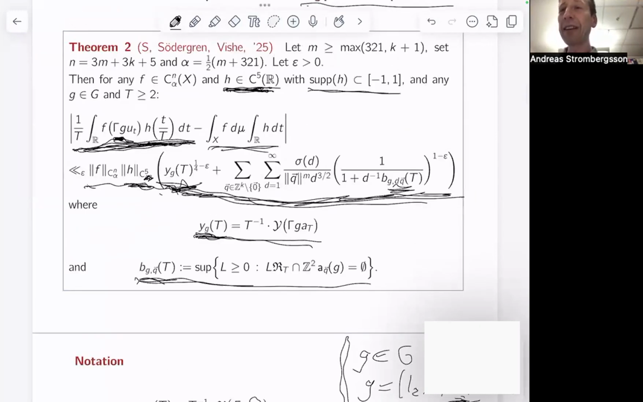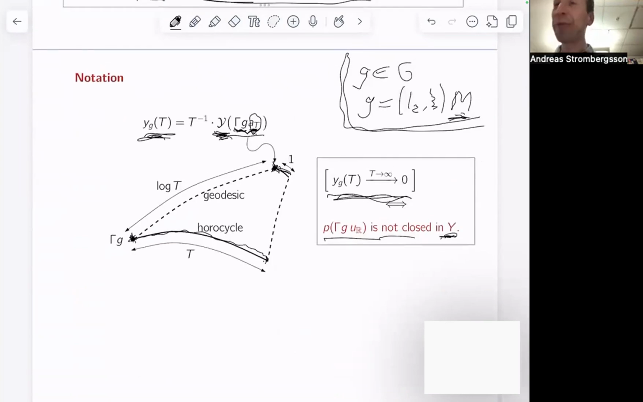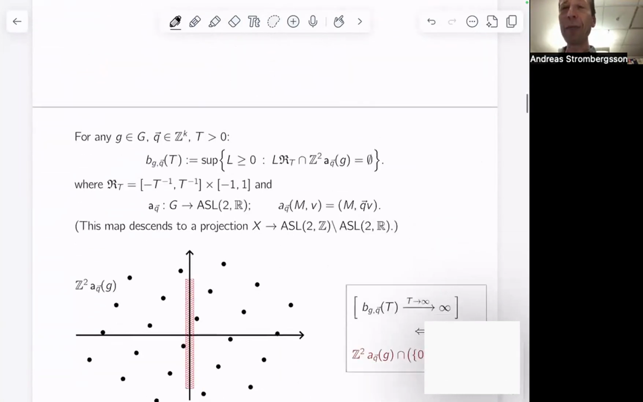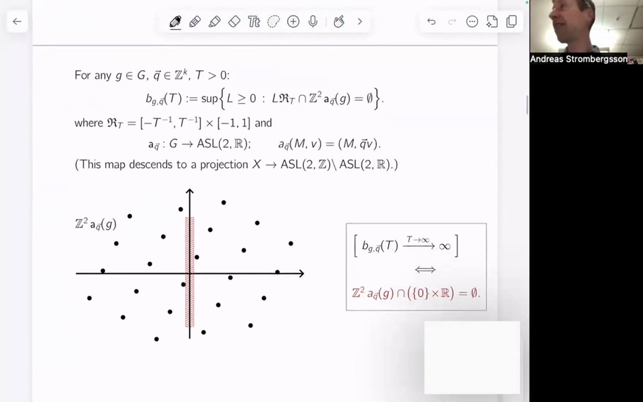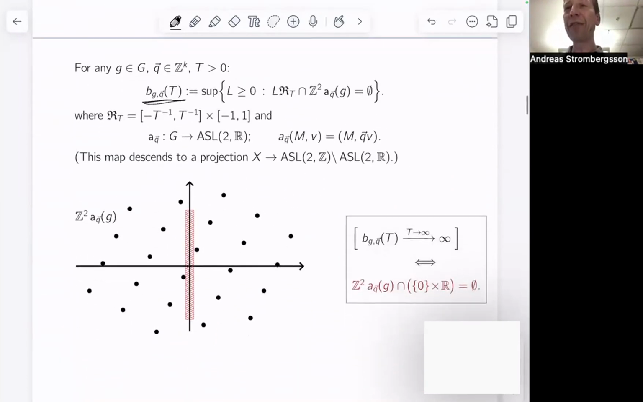But the second term is, of course, kind of more interesting. This tells when I also become equidistributed in the torus fiber variable. So here I wanted to explain this notation. So BGT, what we need in order for the sum to converge to 0 is that for every g, well, g is fixed, but for every non-zero integer vector q, I need that BGT tends to plus infinity when t tends to infinity. And BGT is defined as follows.